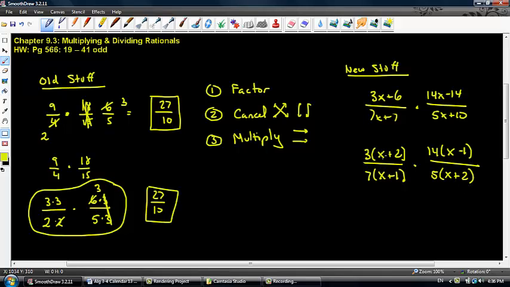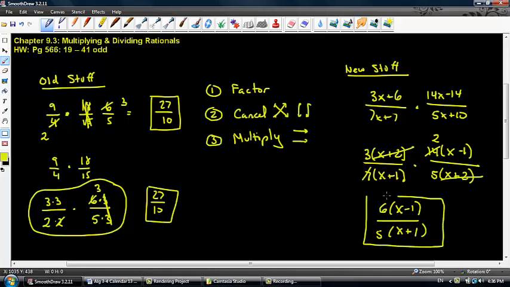So let's see what I can cancel. I can cancel the x plus 2's. I can cancel a 7 and a 14, which leaves me with 2 up here. And x plus 1 and x minus 1 are not exactly the same, so I can't cancel them. So if I'm done canceling, I'm going to go ahead and multiply. 3 times 2 is 6. And let's not forget our x minus 1 over 5 times x plus 1. And that's as far as you can go with that problem.